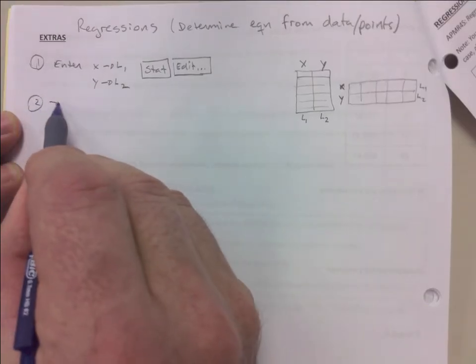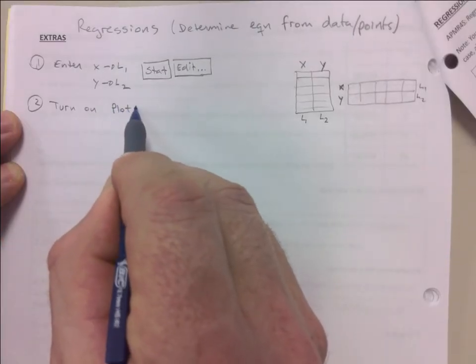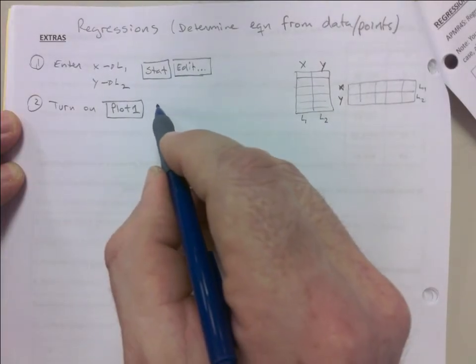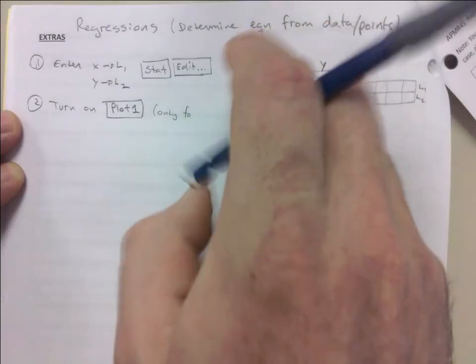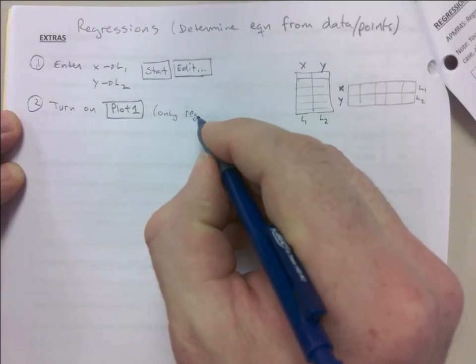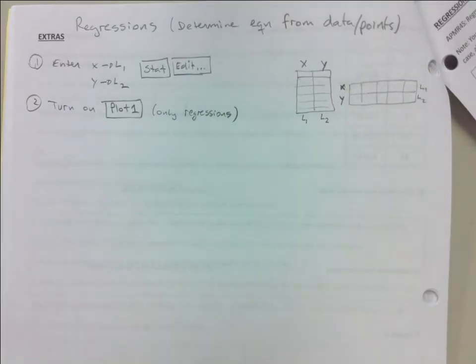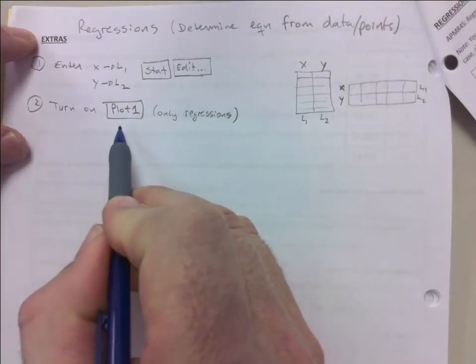Number two, second step, is we're going to turn on plot 1. That's an important setting, and it's only for regressions that we do this. Only regressions, that's all I'm going to write down. I'm going to try to keep it short and sweet. If you're not doing a regression, meaning you're not accessing L1 and L2, you want this off, okay?